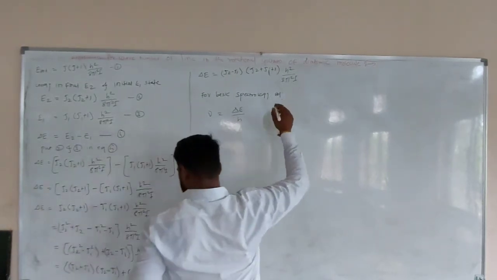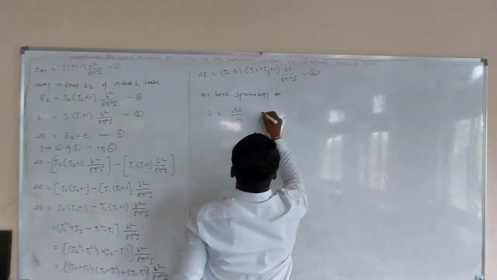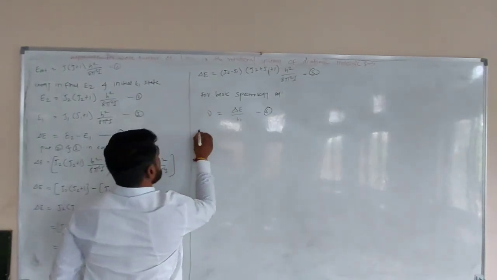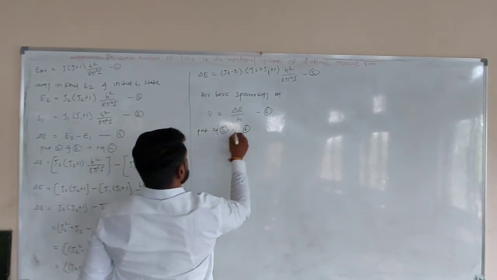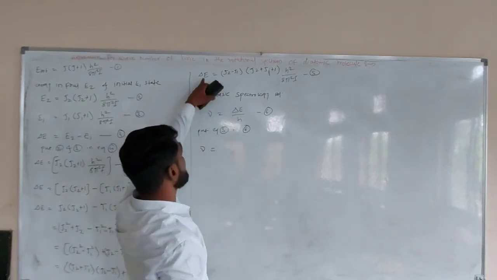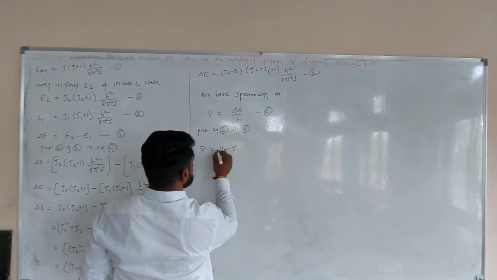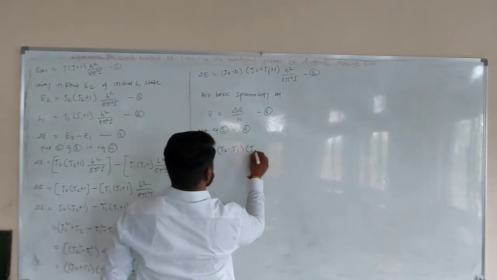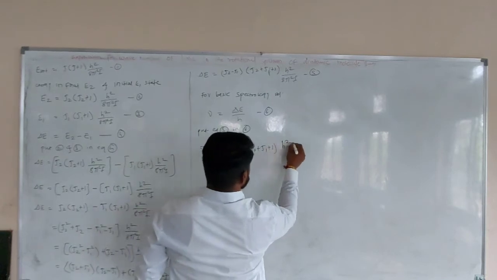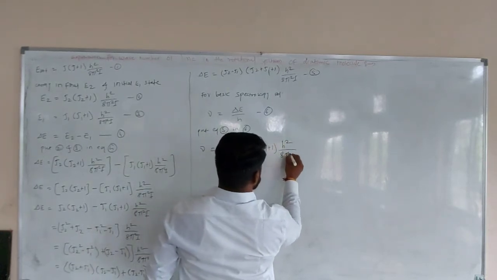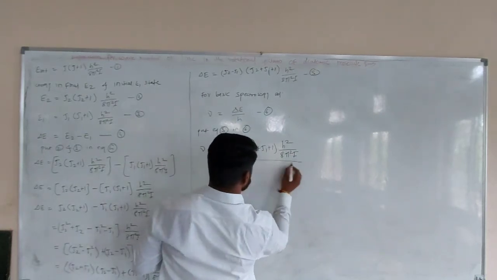Now suppose this is equation number 5 and this is equation number 6. Then put equation number 5 in 6. That is, nu is equal to, put the value of delta E in that equation, that is j2 minus j1, j2 plus j1 plus 1 into h square upon 8 pi square I, divided by h.